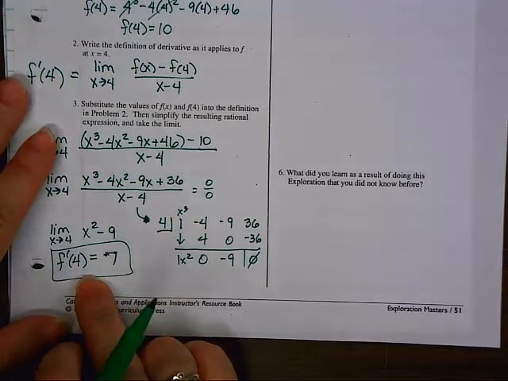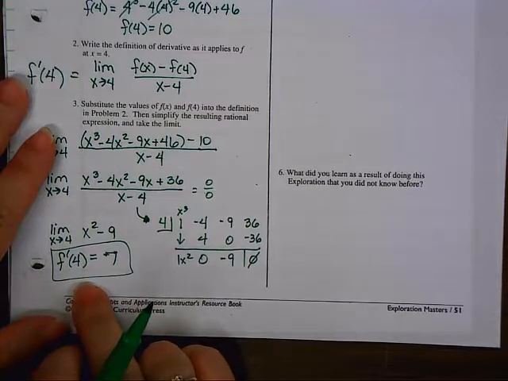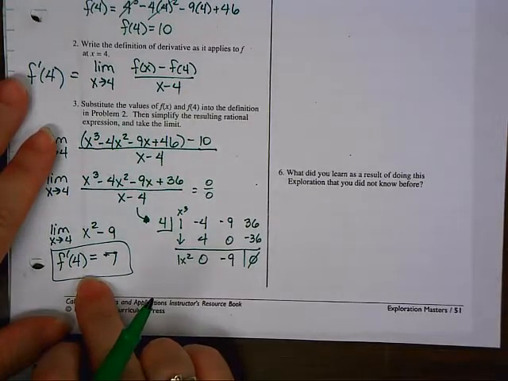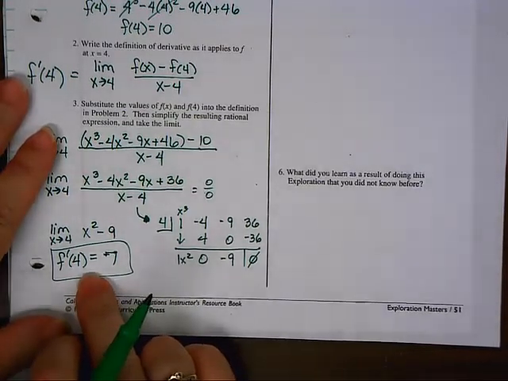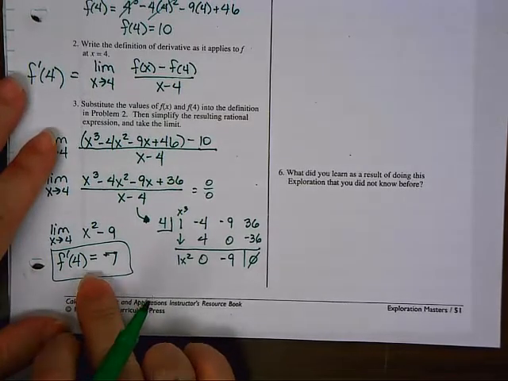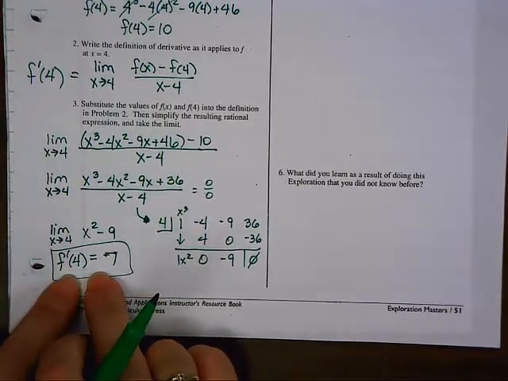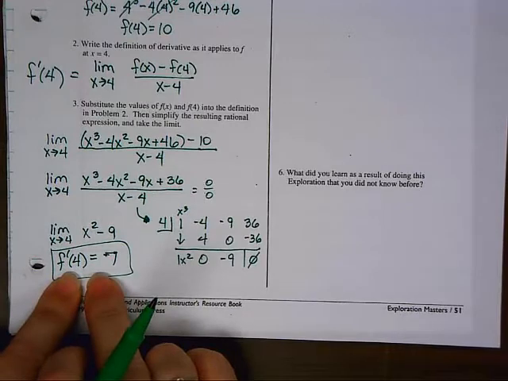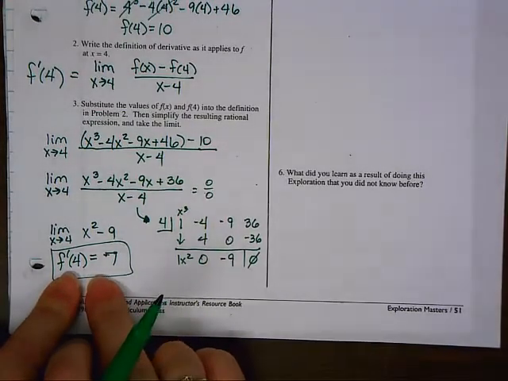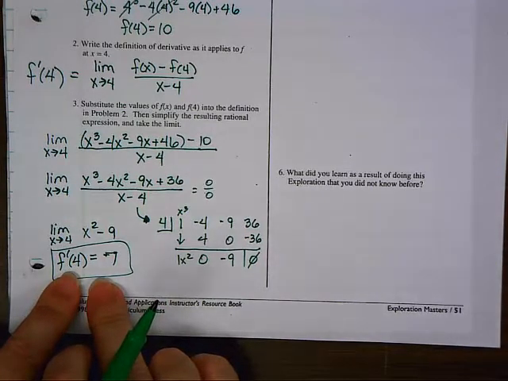Now, I'm just going to call on somebody. I would like Kelly to read this to me. Don't tell me what it means, just read it to me. What I'm pointing at right here. How do you say it? F prime of 4 equals 7. Very good. F prime of 4 equals 7. Now, okay, Cash. What does it mean?